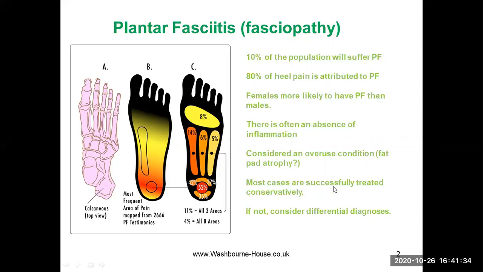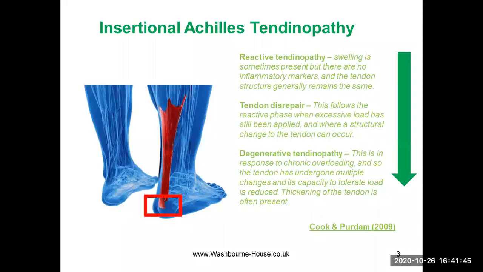Most cases are successfully treated conservatively in clinics. If not, there are a few different diagnoses that we're going to have a quick look at. Insertional Achilles tendinopathy is, as is shown in the red box here, a pain right on the back of the heel, sorry, of the heel.